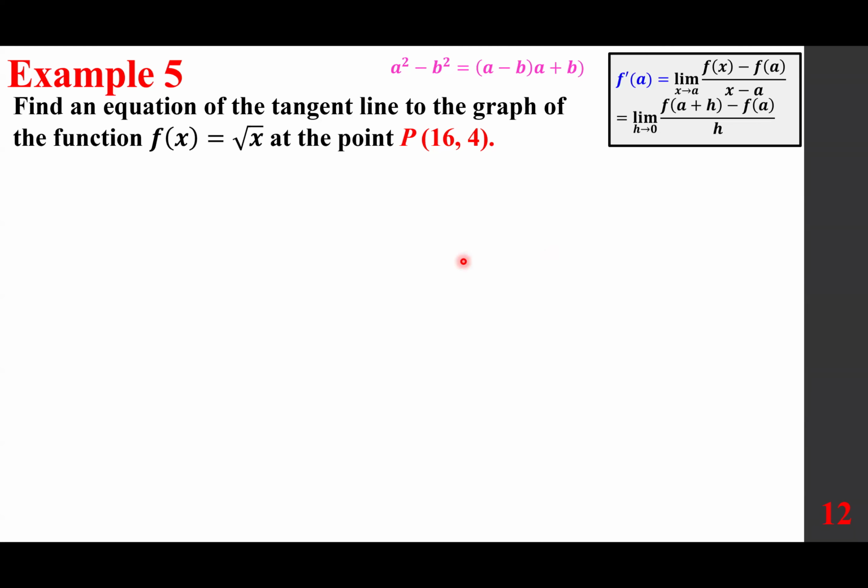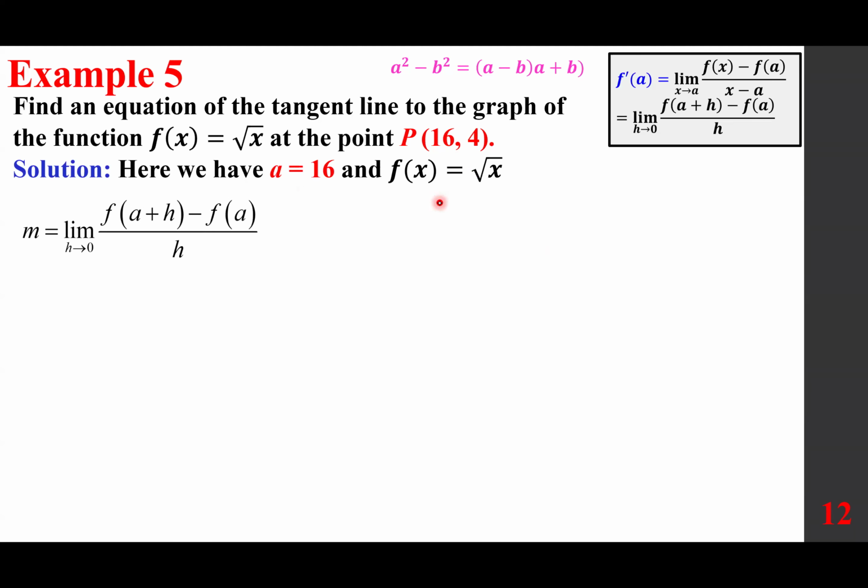All right, we want to find an equation of a tangent line for this function at this pair. So we are going to go with the fact that a is 16, the function is square root of x, and we're going to use one of the formulas for the slope. m is the limit of f(a + h) minus f(a) over h as h approaches 0. So m, that means f prime of 16, and replace the a with 16.